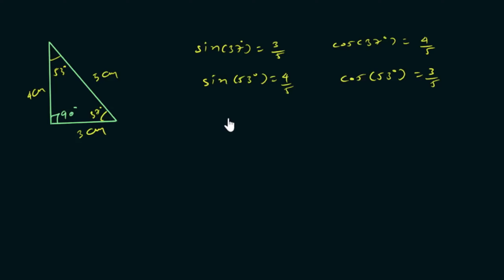From these values we can derive tan 37. Generally tan 37 is the ratio of sine 37 to cos 37. This will be 3 by 4, and the ratio of sine 53 to cos 53 will be tan 53-degree, which will be 4 by 3. These are a few trigonometric functions. These values we are going to remember. Now let us make one table for all the values which are majorly used in physics.